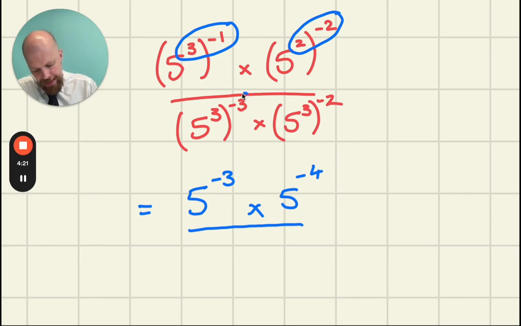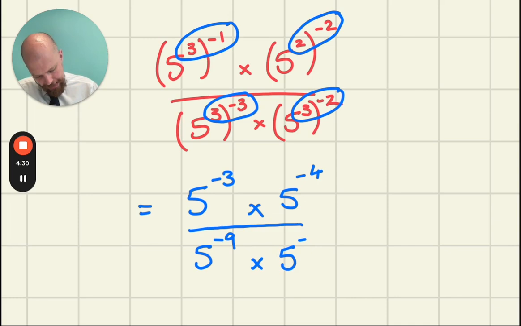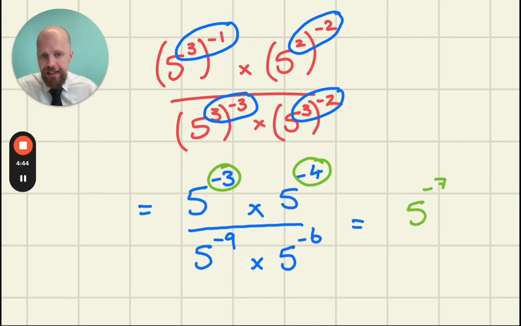And in the denominator, 3 times minus 3 is minus 9, and 3 times minus 2 is minus 6. So now we can look at just the multiplying in the numerator and the denominator separately. Minus 3 plus minus 4 is minus 7. You have to be really careful with these minus signs now. And we'll have minus 9 plus minus 6 is minus 15.